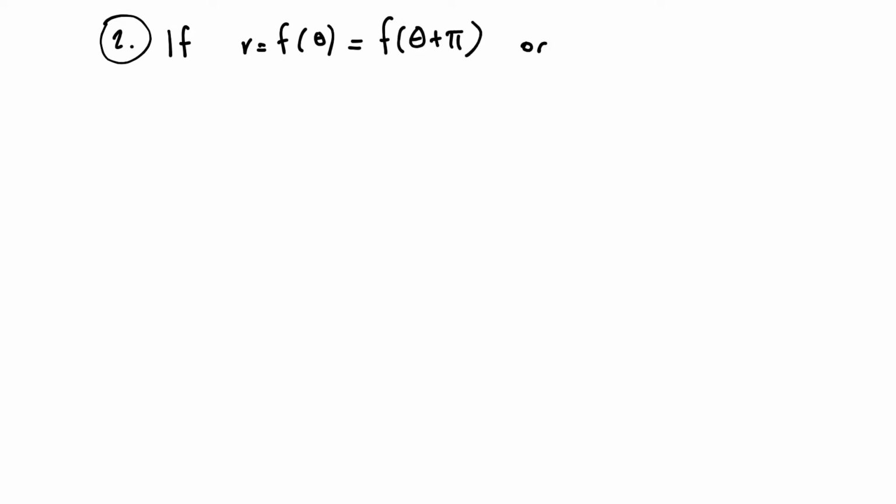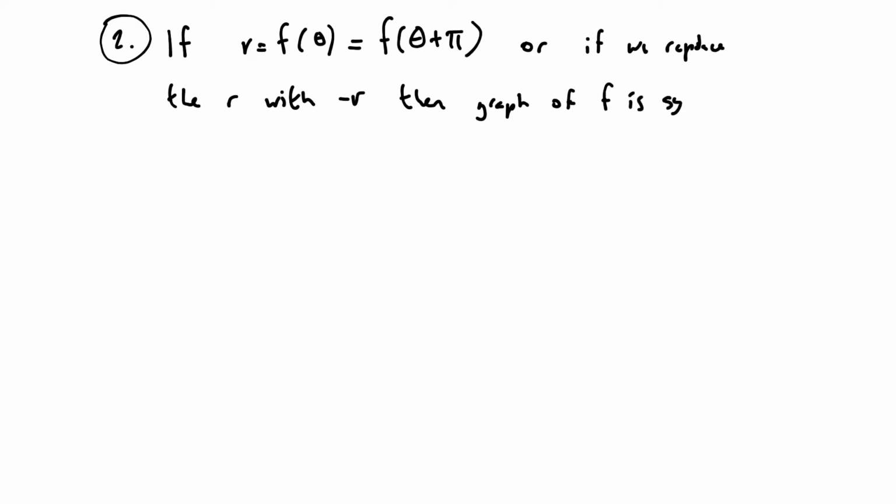The second symmetry fact that we'll be using is symmetry along the pole. So we'll have two conditions here. If we either have a polar function r which is equal to f of theta, and this is equal to f evaluated at theta plus pi, or if we can replace the r variable with a negative r, then the graph of our function is symmetric about the pole.